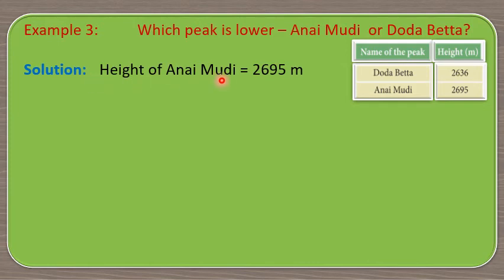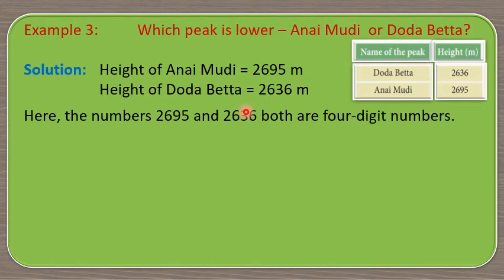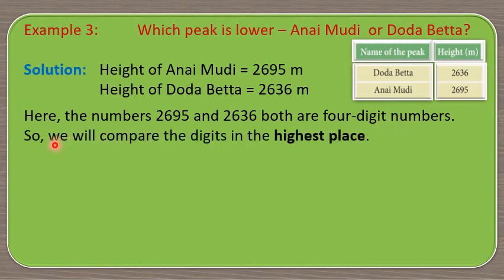Height of Anaimudi is equal to 2695 meters and height of Doddabetta is equal to 2636 meters. Here we notice that the numbers 2695 and 2636 both are 4-digit numbers. So we will compare the digits in the highest place.